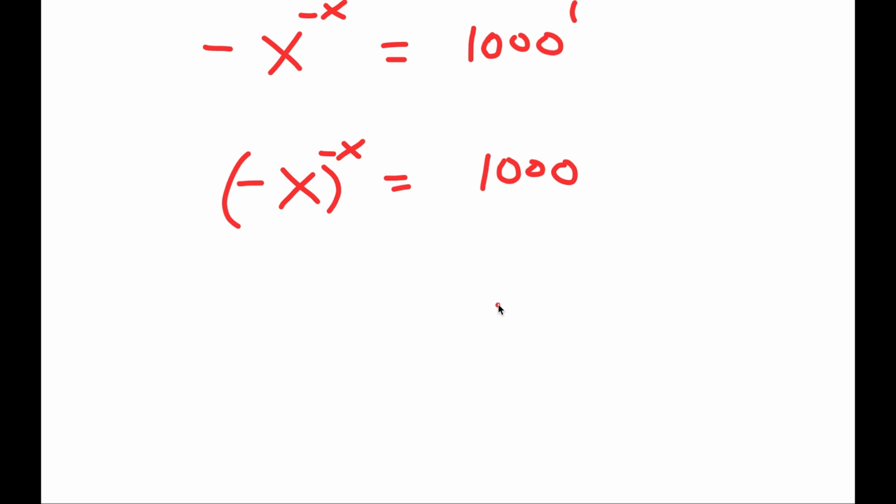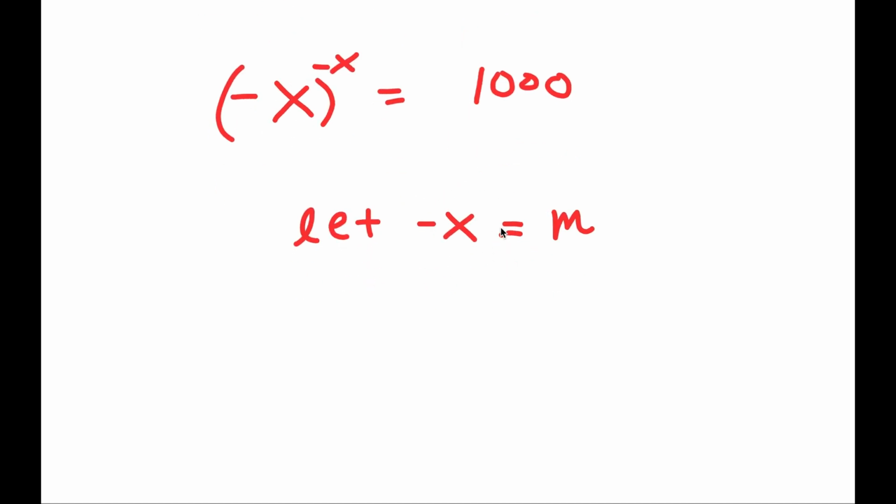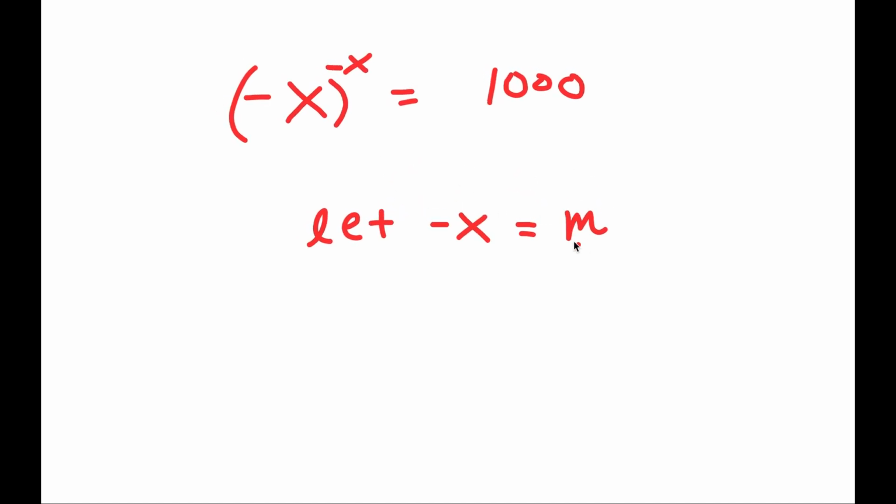All right, now from here, what I'm going to do is let negative x equal the variable m. This way, it could just be a little easier to solve. We're going to first find the value of m, come back, and then find the value of x. So I'm going to start by substituting m for negative x. So I get m to the power of m is equal to 1000.